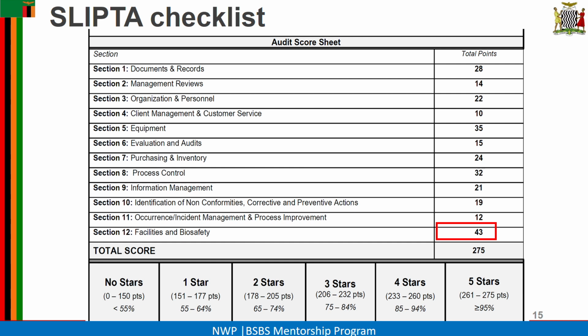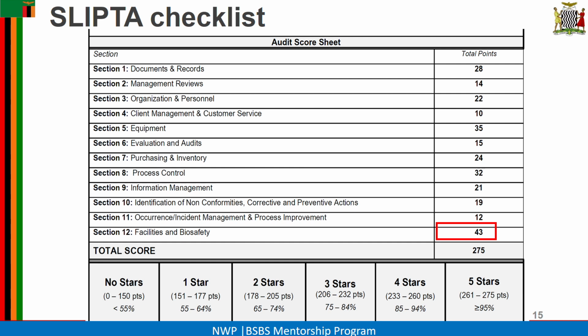For example, equipment has 35 points. So equipment is the second largest section, then followed by process control. Then you're going to have, I think, your documents and records. Then from there, maybe you've got your purchasing and inventory, and then maybe your information management and the like. But then facilities and safety has the largest point score in this particular checklist.